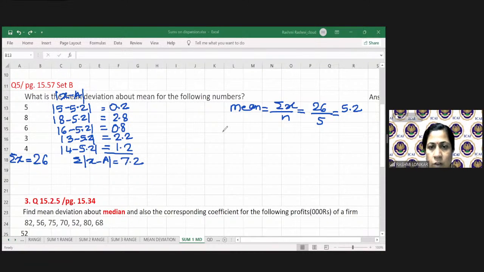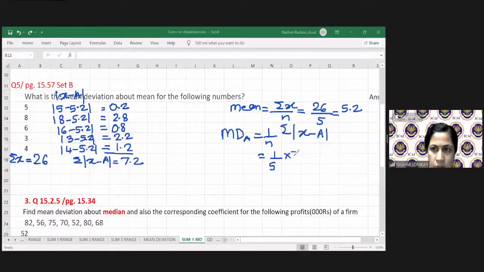Okay. Now what will be mean deviation about the mean, which is equal to 1 upon n summation mod of x minus a. So how much is this? 1 upon 5, because 5 numbers are there: 1, 2, 3, 4, 5. And summation mod of x minus a is equal to 7.2. So this divided by 5, the answer is 1.44. Okay. So this is what is meant by mean deviation about the mean.